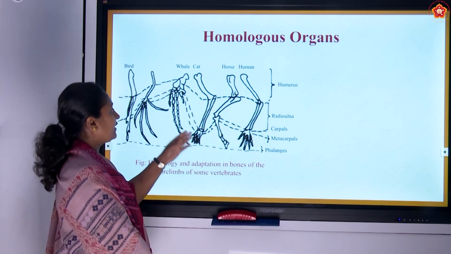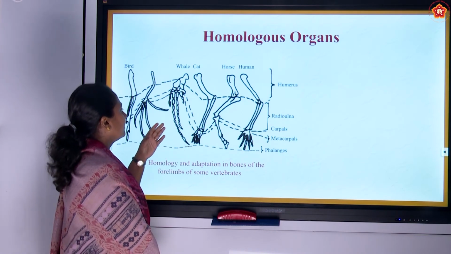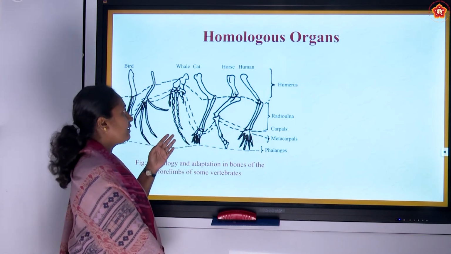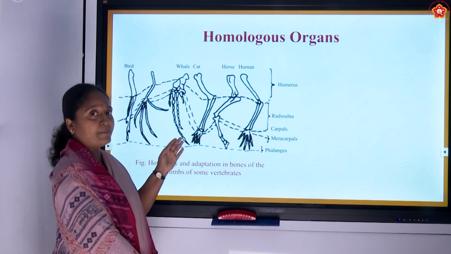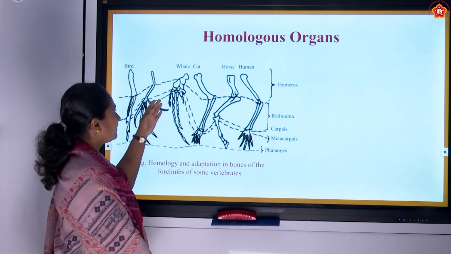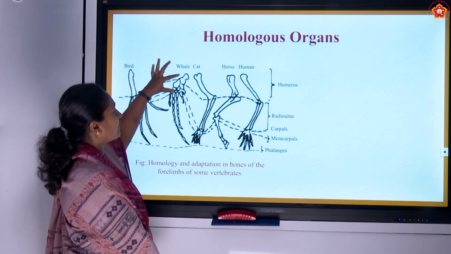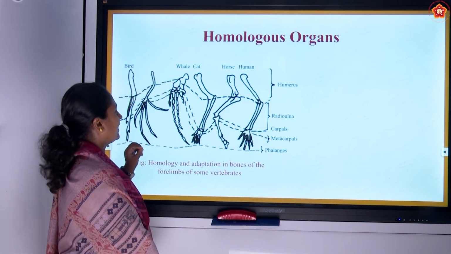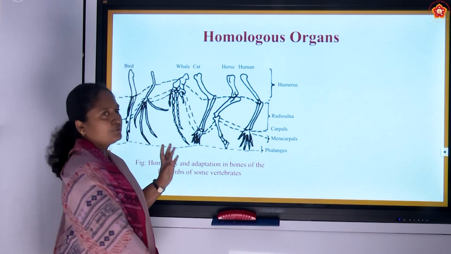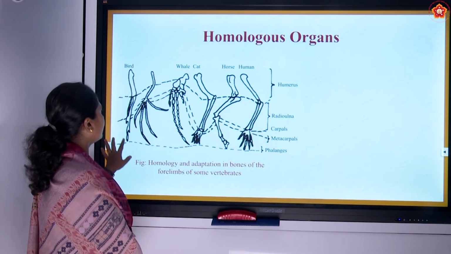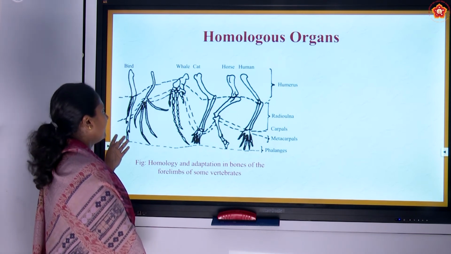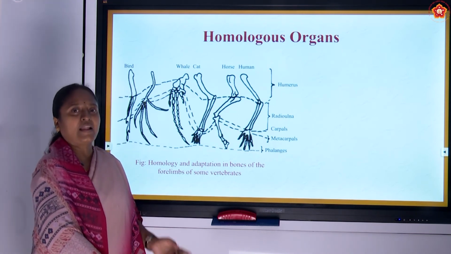Similar to that, if you check the cat, more or less the same function as in the horse. But when you consider a whale, the whale is also a mammal, right? We can see the same kind of architecture, with compression of some of the bones taking place, and it is used for swimming, correct? Similar to that, in birds also the same kind of bones are present. Here it is used for flying.